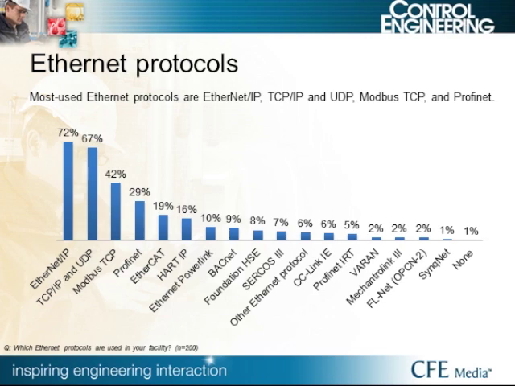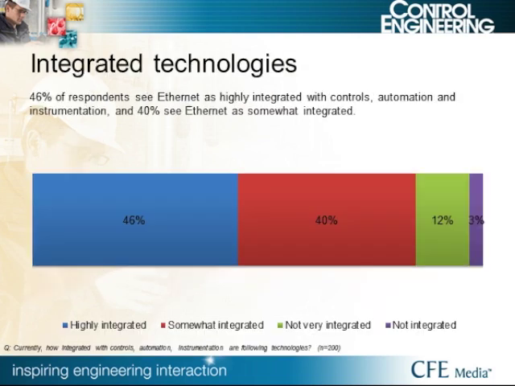An Ethernet protocol, as you may have gathered, is the software that runs over the Ethernet physical layer. Most used Ethernet protocols, according to respondents, are EtherNet/IP, TCP/IP and UDP, Modbus TCP, Profinet, and EtherCAT. And you can see how other protocols play out there at present among respondents.